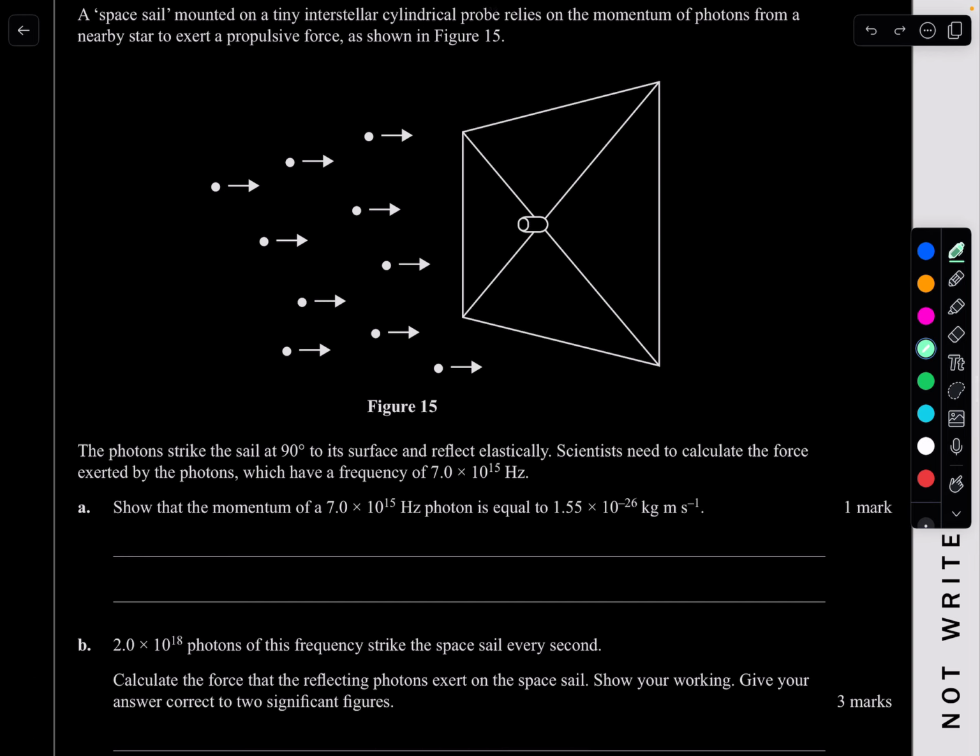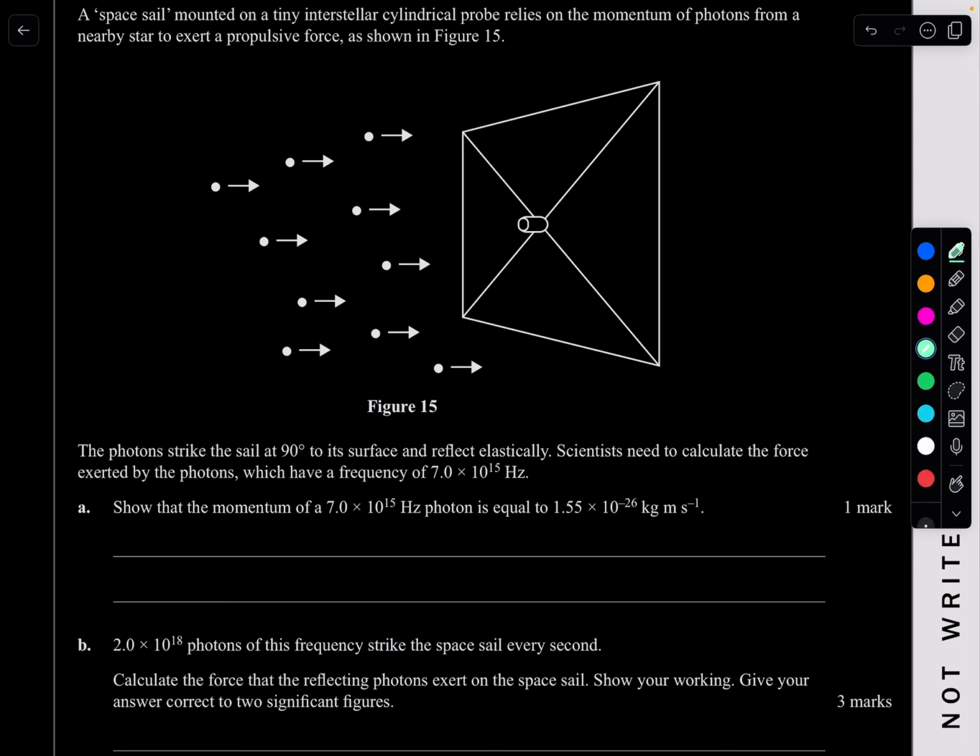Beautiful. They said elastically. Remember, elastic collisions are where the kinetic energy is not lost. It means that when they collide and get propelled, the velocity they started with is the same velocity they'll have going in the opposite direction, because there's no kinetic energy lost. That's what they mean by elastic.